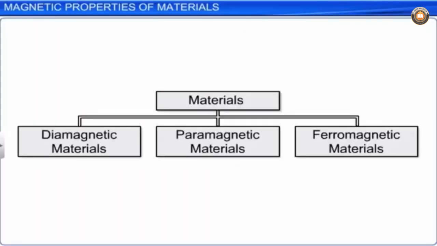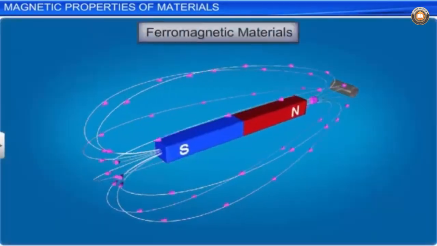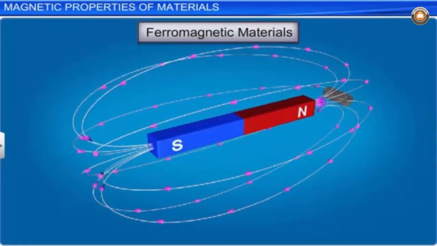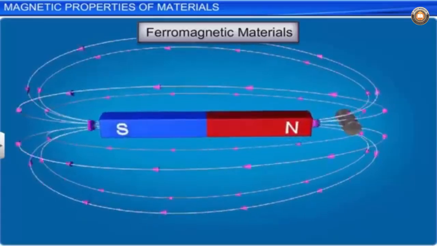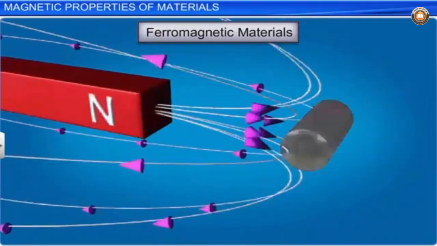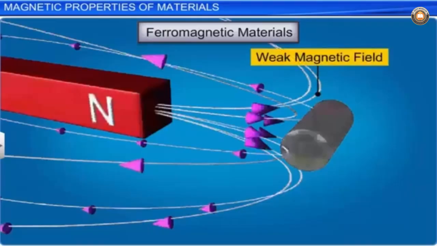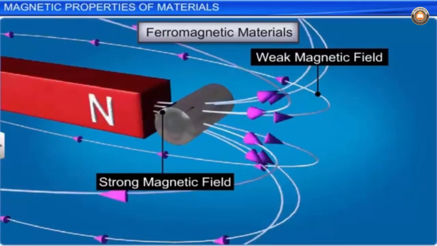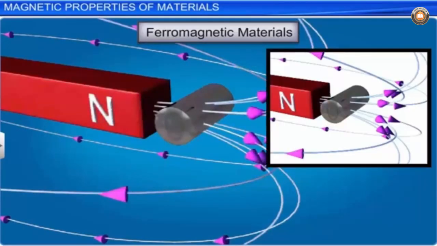Let us now discuss about ferromagnetic materials. Ferromagnetic materials are the materials that are strongly attracted by the magnets. When a bar of ferromagnetic material is placed in a non-uniform external magnetic field, it has a strong tendency to move from a region of weak magnetic field to a stronger magnetic field. And the field lines are highly concentrated inside the ferromagnetic material.